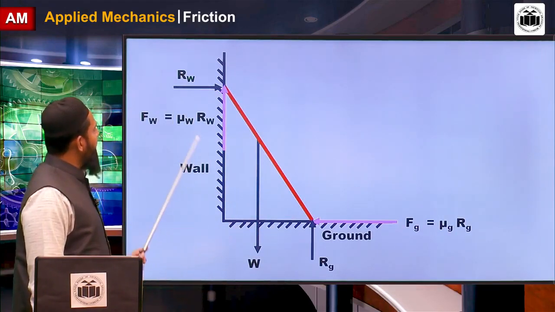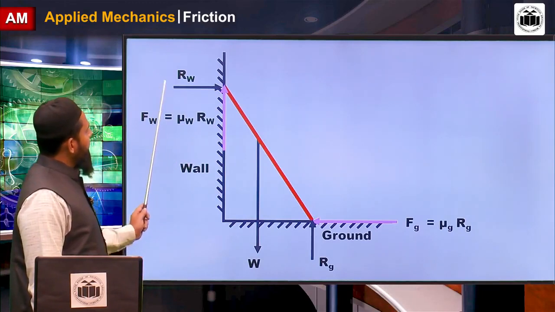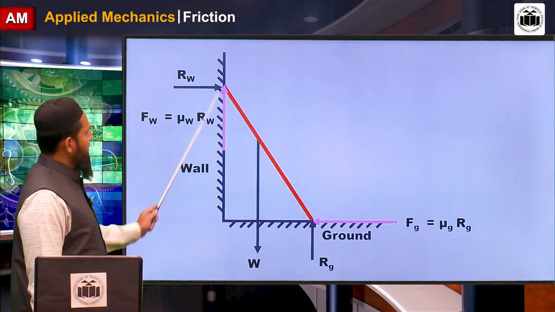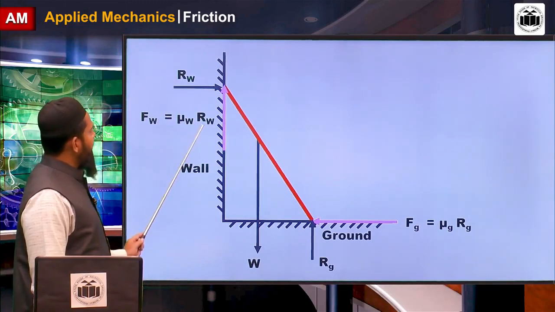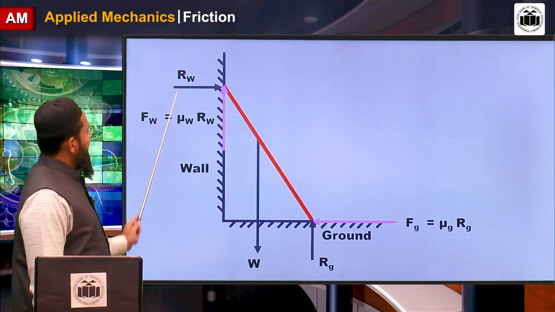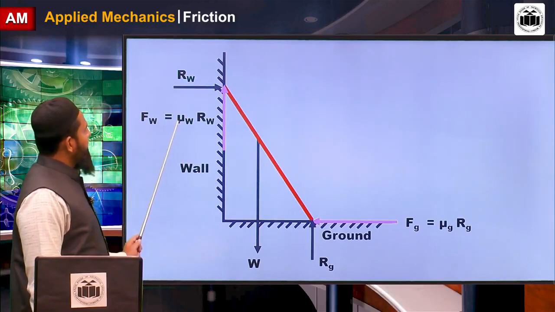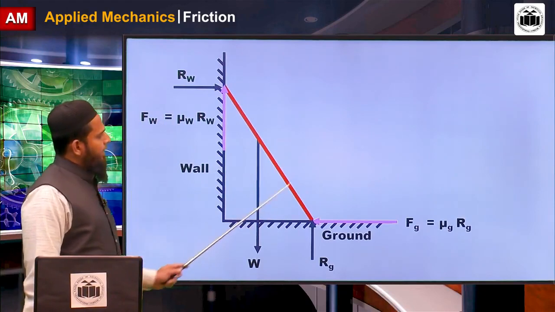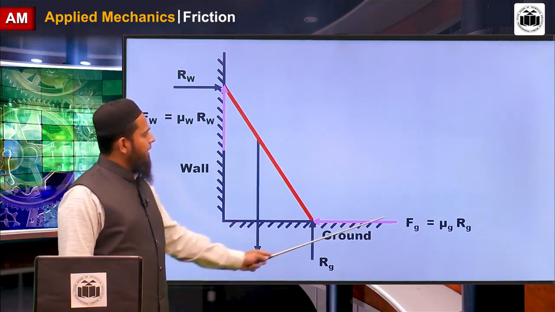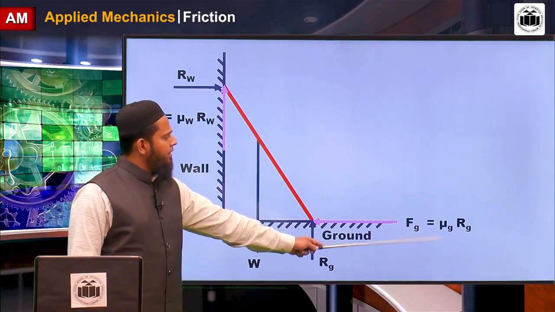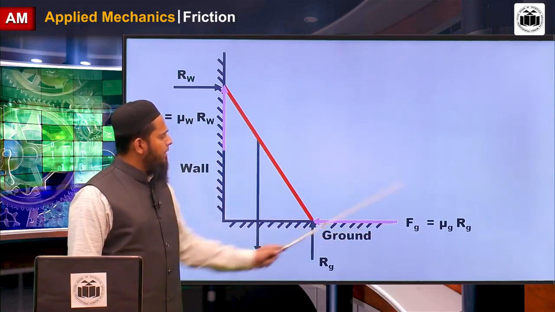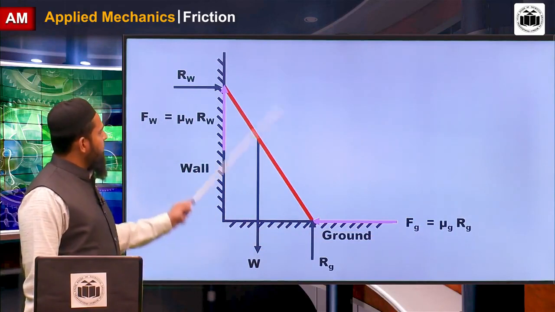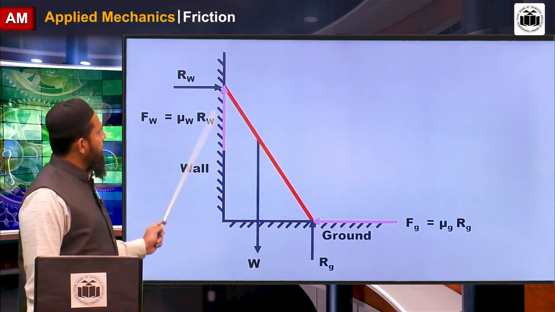For this, take the free body diagram of the ladder. How many unknowns? One is the normal reaction, another is the frictional force, but they are interrelated to each other. F is mu and R, and it is interrelated. F is related to mu and R. Hence, this is one unknown, this is another unknown.